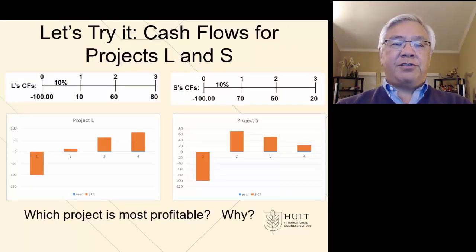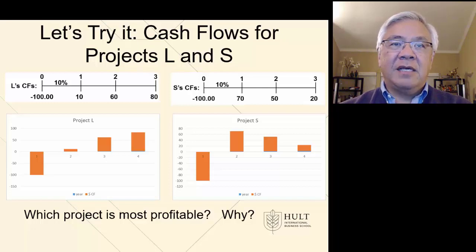So first we have 2 projects, L and S. L is kind of a long-term, waiting for your money, and S is a short-term, you're getting your money faster. So if we look at the cash flows, they both start with a negative 100 at time 0, as in today. L has 10, then 60, then 80, so you have to wait longer for your money. And S is 70, 50, and 20, so you get your money sooner. I guess it could be sooner or later too. And which project is more profitable? Their cash flow patterns, as you can see from this graph, are quite different.